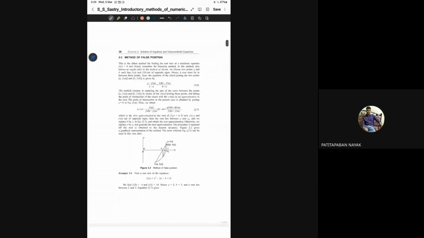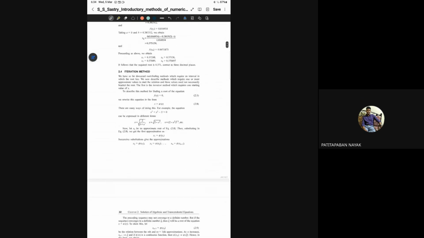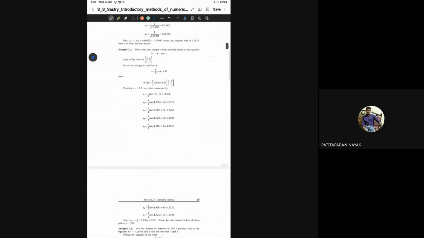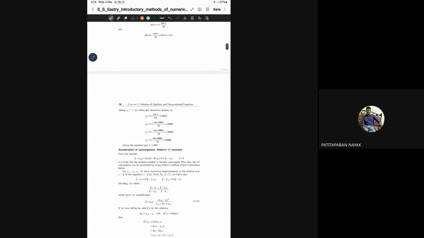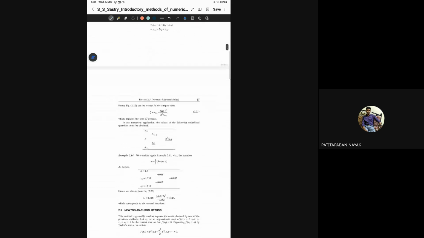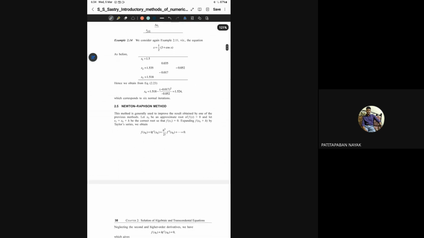Okay, there are a few other problems you can look into. Let me come to the next method, not iterative. Newton-Raphson. Yeah, let me come to Newton-Raphson.